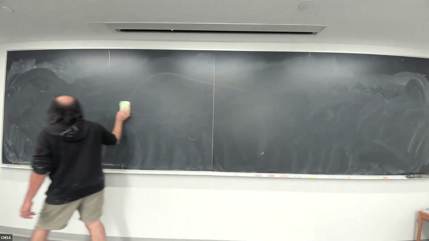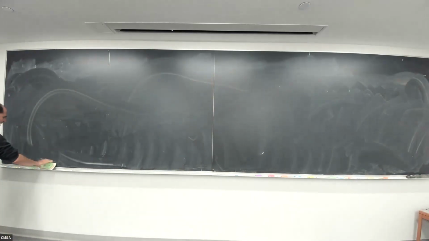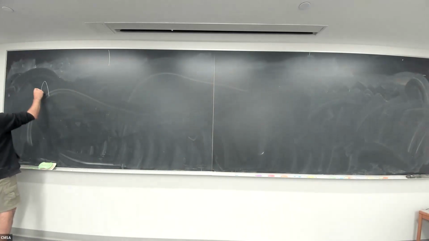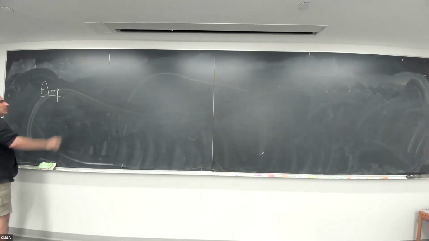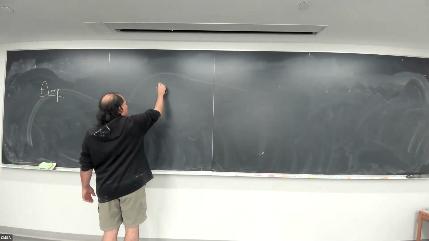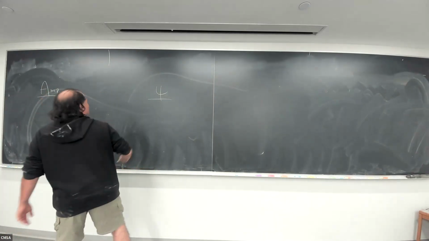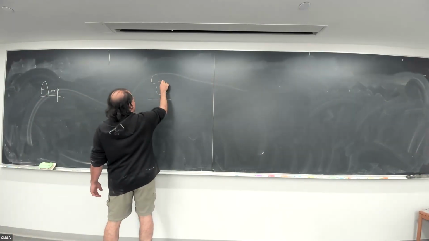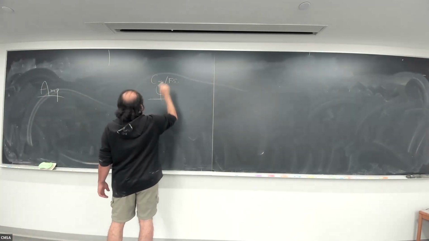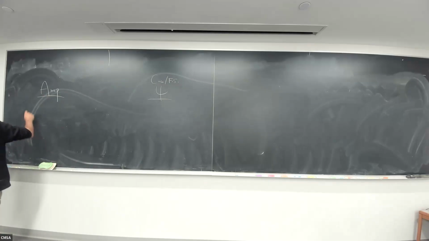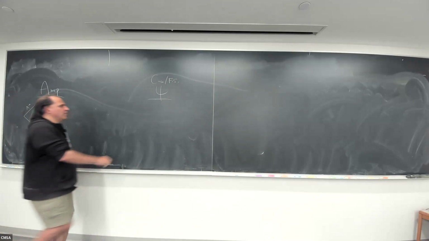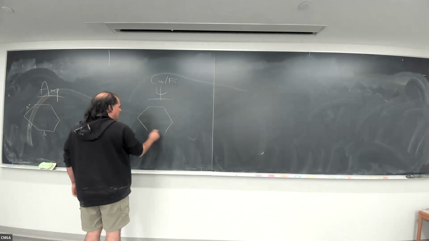Okay, so we have amplitudes and wave functions, or cosmological or flat space wave functions. Here we have a momentum polygon.